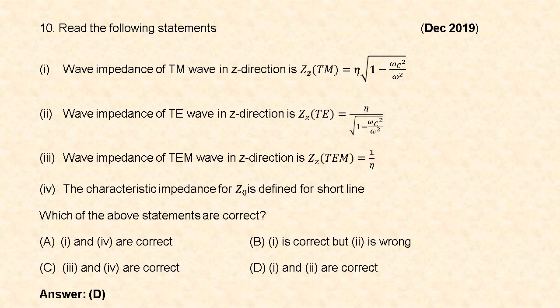We know that for transverse magnetic wave, the wave impedance in Z direction is Z_TM equal to eta into square root of 1 minus omega c by omega the whole square. Here omega c is the angular frequency, which is equal to 2 pi fc, and the wave impedance for transverse electric wave in Z direction, Z_TE, is equal to eta divided by square root of 1 minus omega c by omega the whole square. So 1 and 2 are correct. Hence option D is correct.